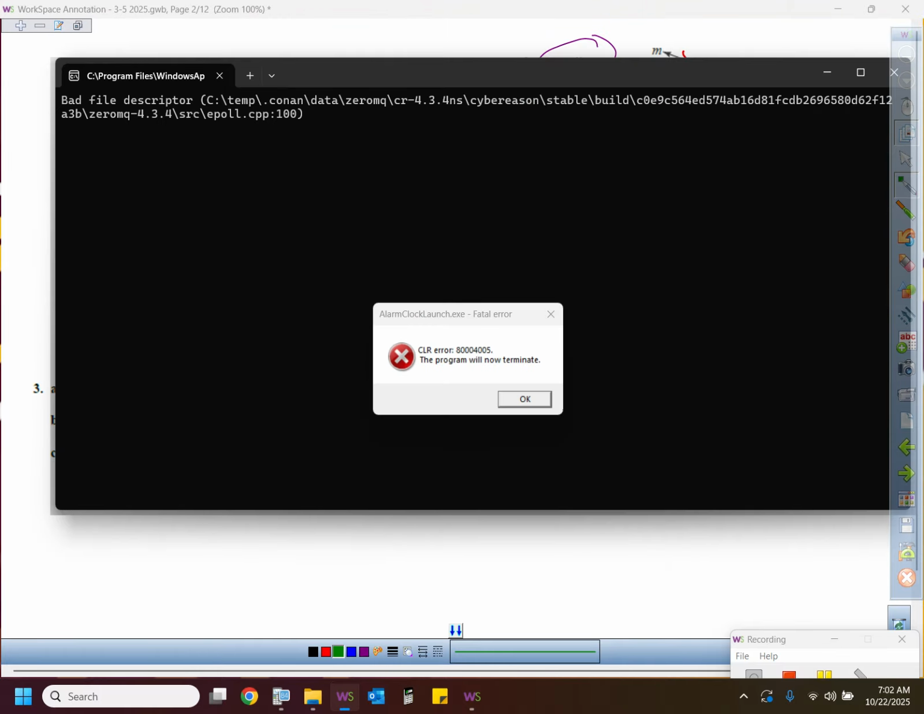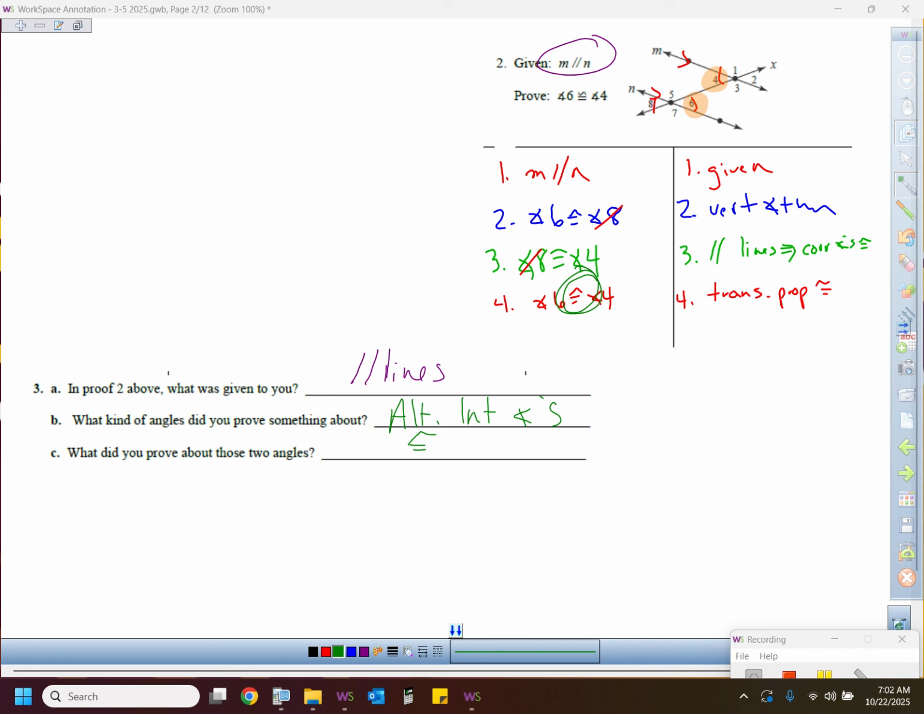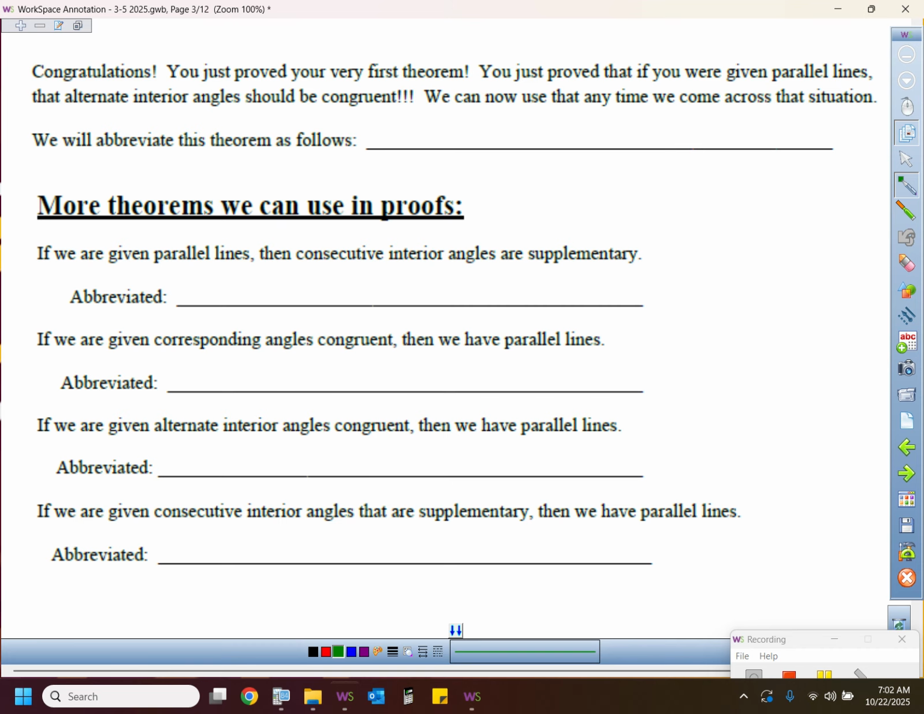So here's the cool thing: anytime from here on out, if they give us parallel lines, we know that alternate interior angles will be congruent. So, ta-da! Congratulations, we just proved our very first theorem. We know that if we have parallel lines, that will imply that alternate interior angles will be congruent as well. So parallel lines give us a lot. They give us the corresponding angles congruent, and then they give us the alternate interior angles congruent.